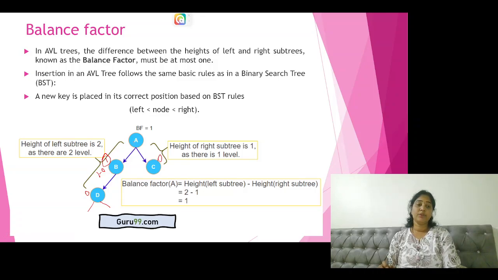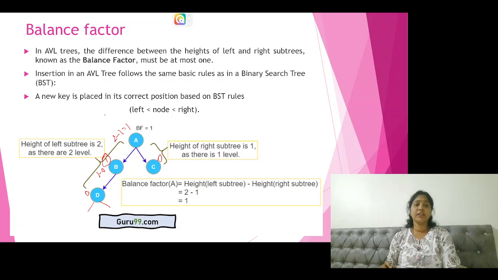And coming to A, A has two levels. The height of the left subtree is 2 and the right subtree is 1, since you have only the C node. So the balance factor of this is 1.